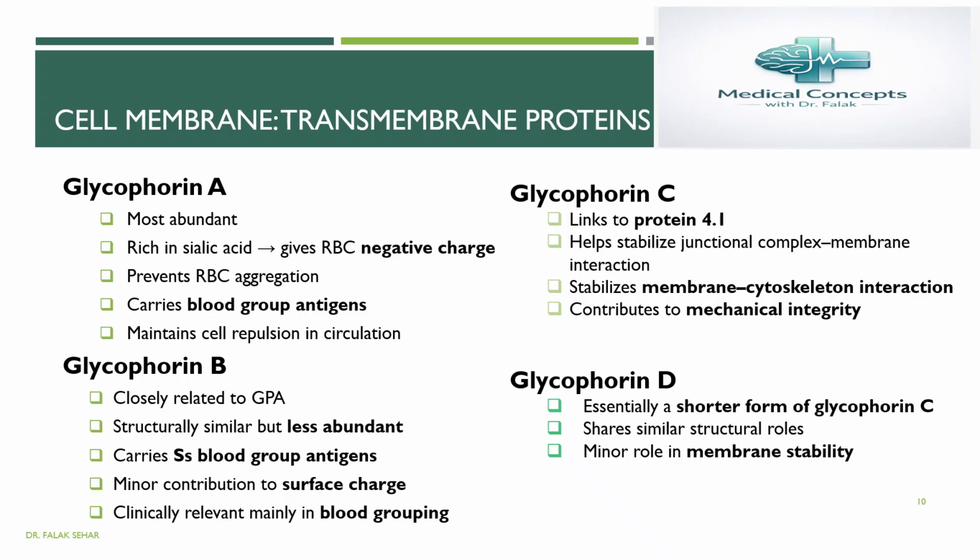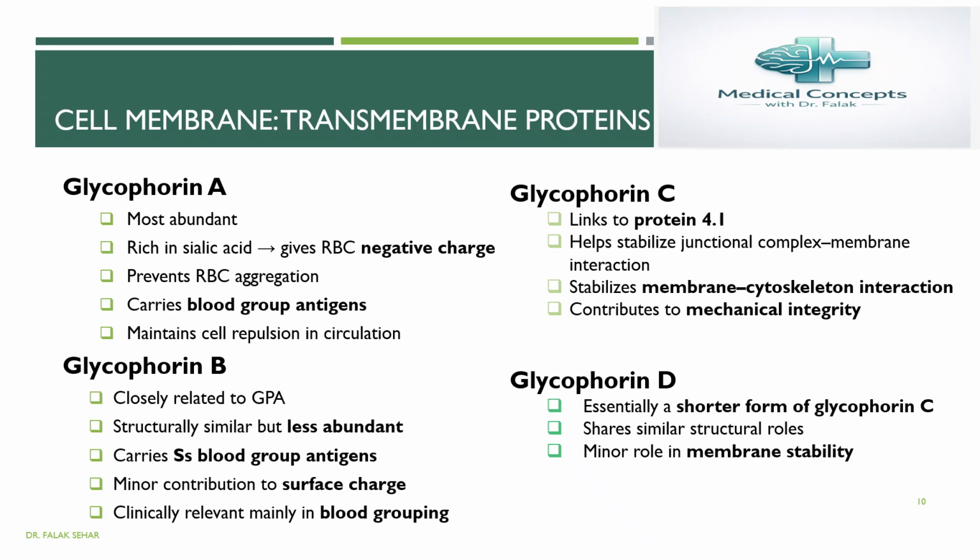Glycophorin B is structurally similar to glycophorin A but is less abundant. Its main clinical importance is that it carries the Ss blood group antigen, with only a minor role in surface charge. Glycophorin C has a different role. It is more involved in structural stability. It connects with protein 4.1 and helps stabilize the interaction between the membrane and the cytoskeleton, contributing to the mechanical integrity of the red blood cell membrane.